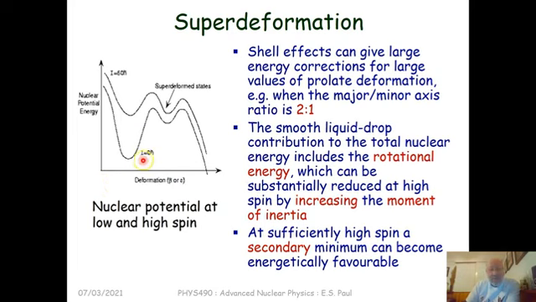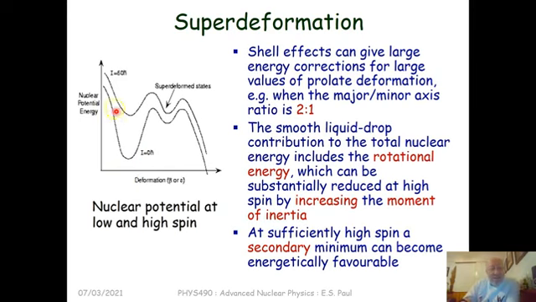So first of all, let's look at 0 h-bar, so low spin, or the ground state. This is our potential. Notice it has a secondary minimum here, but this is the deep minimum, and this is where we would expect the nucleus to sit at this sort of deformation here.